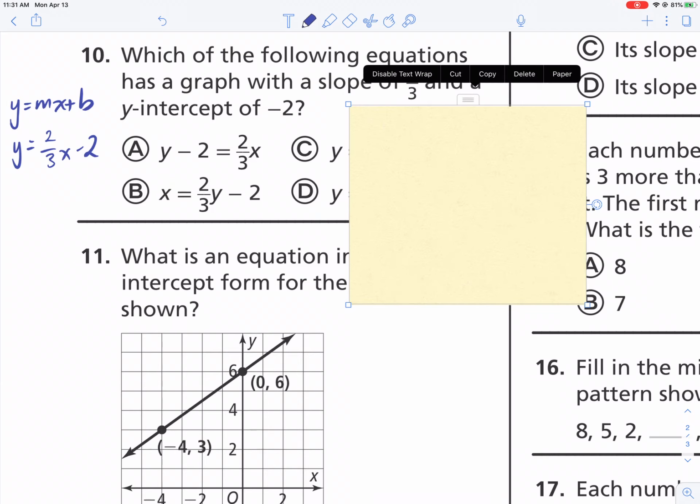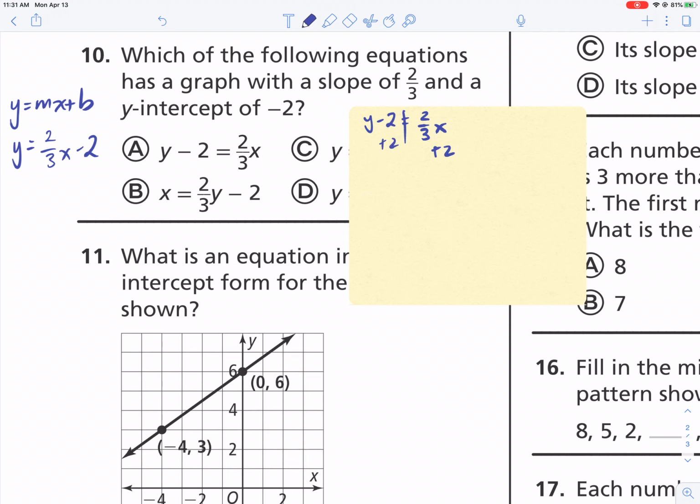But if I do y minus 2 equals 2/3 x, and I get the y by itself, and I add that 2 to both sides, I end up with y equals 2/3 x plus 2, and our y-intercept is now no longer a -2, it's a +2. So it's not going to be A. So if we go down to B, now we see that our x and our y are switched. So we can go through and we can solve, but it's going to take a little bit of work in this case to get the y by itself.